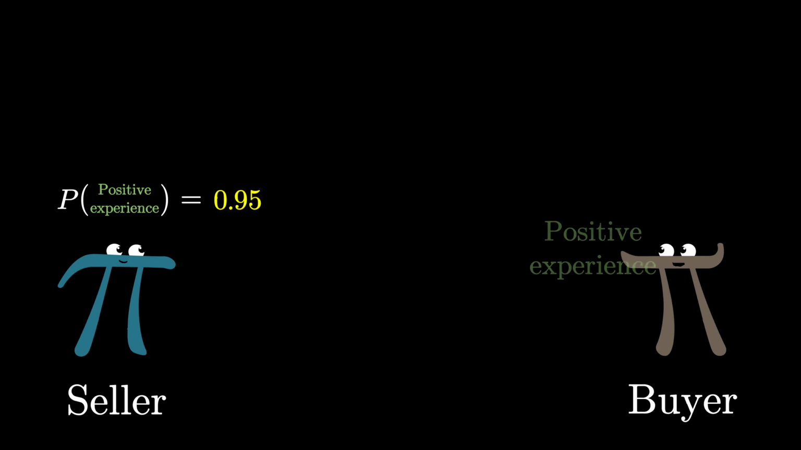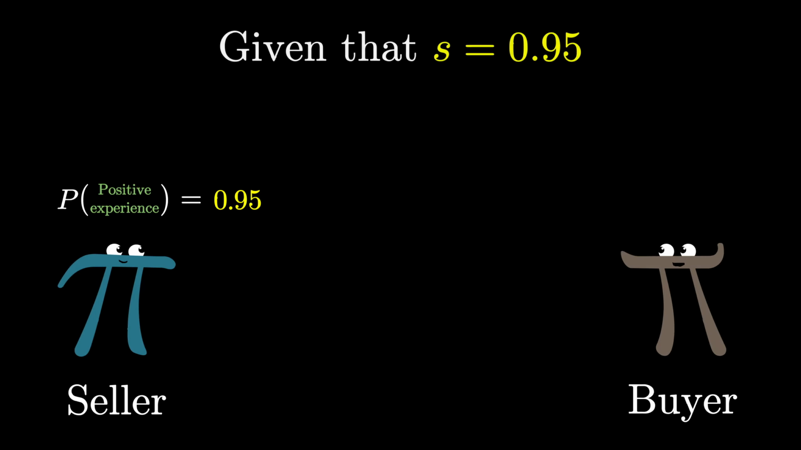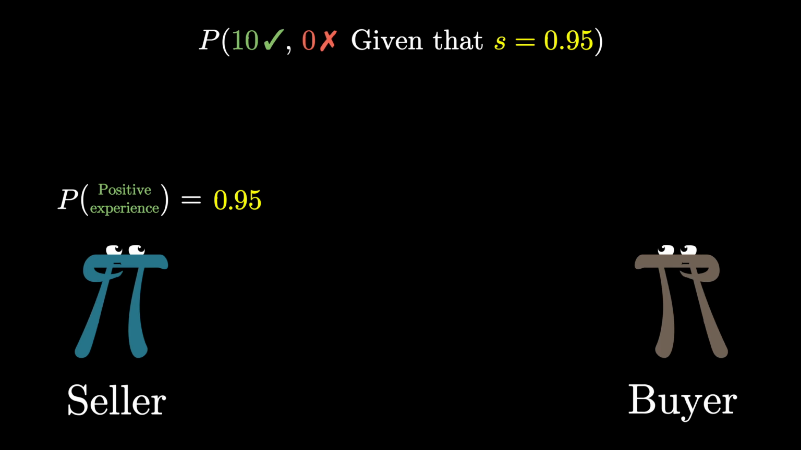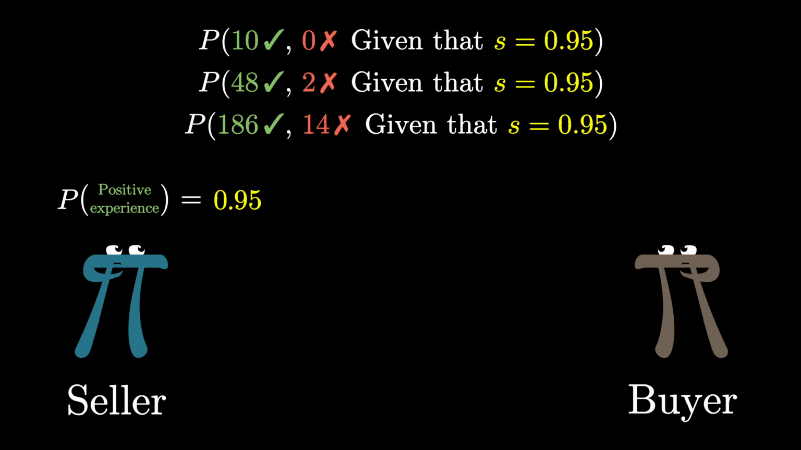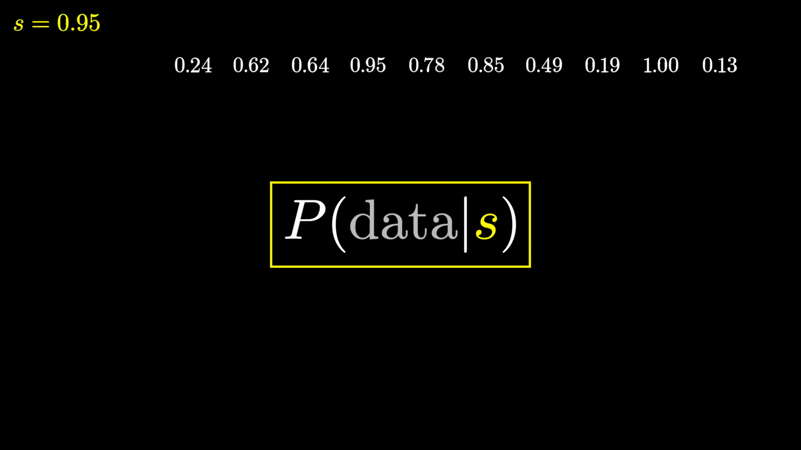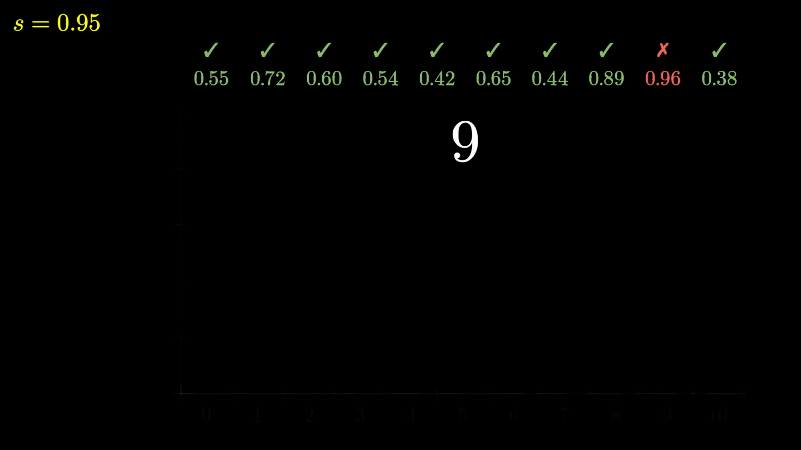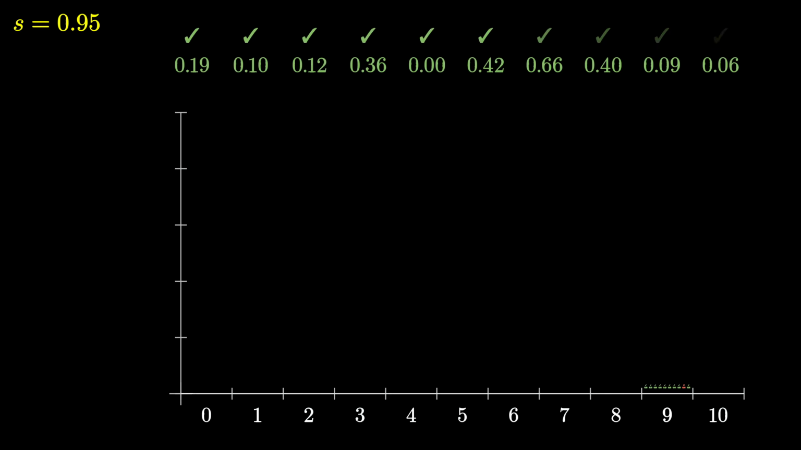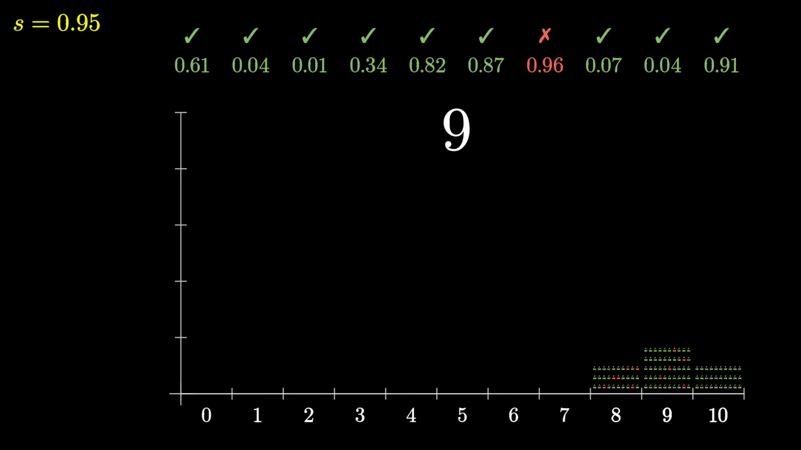As your first challenge, let me ask you this. If you did magically know the true success rate for a given seller, say it was 95%, how would you compute the probability of seeing, say, 10 positive reviews and 0 negative reviews, or 48 and 2, or 186 and 14? In other words, what's the probability of seeing the data given an assumed success rate? A moment ago, I showed you something like this with a simulation, generating 10 random reviews. And with a little programming, you could just do that many times, building up a histogram to get some sense of what this distribution looks like.